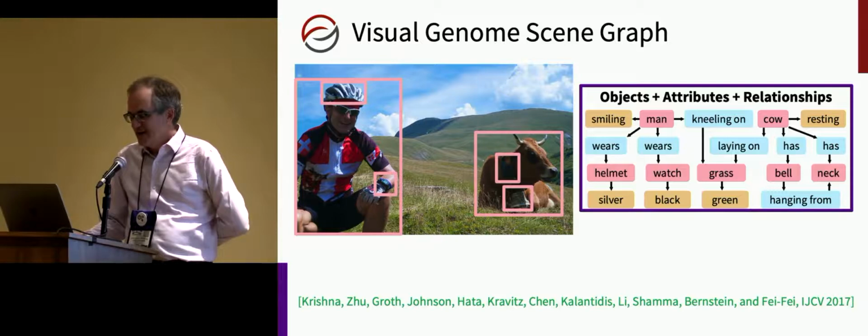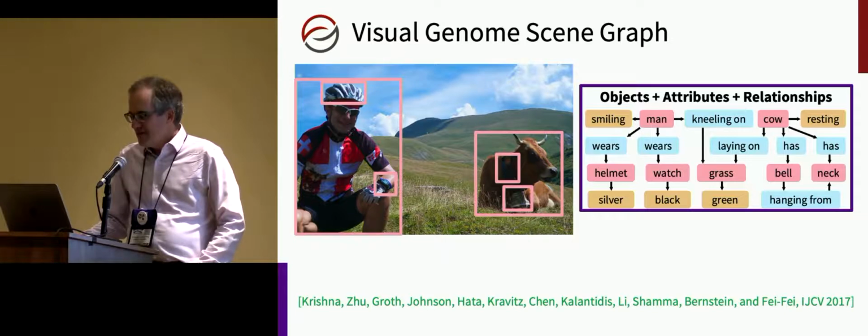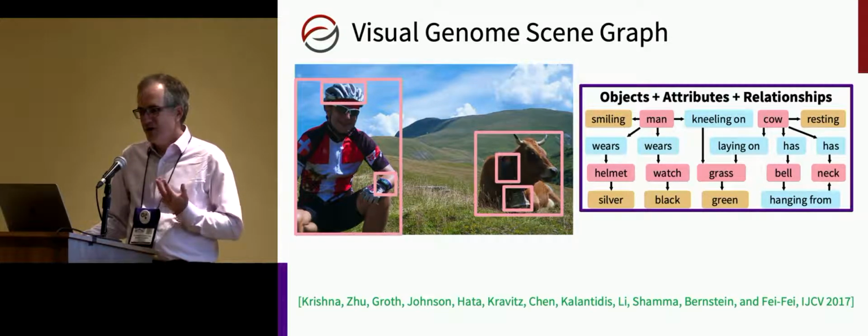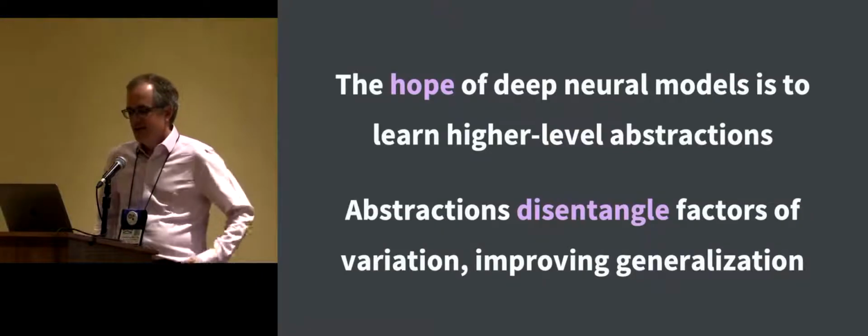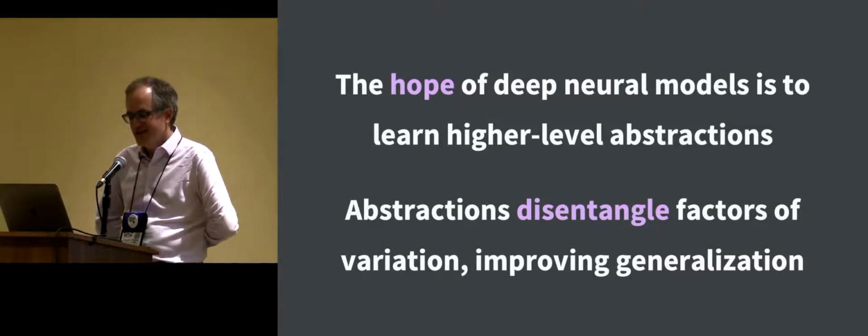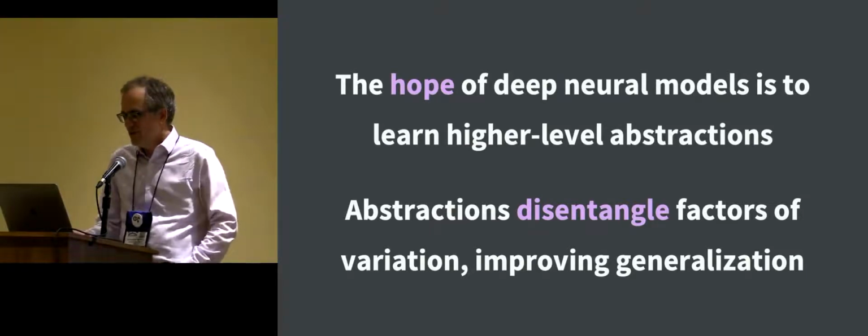A man is kneeling on the grass, the cow has a bell, and things like that. So what we'd like to do is have models that more operate in this space. The hope of deep neural models is that they're learning higher level abstractions, and that those abstractions can disentangle factors of variation, improving generalization. But I think we haven't fully realized this hope in terms of the kind of current deep CNN stacks that are typically used for vision, and there's more to do with that.